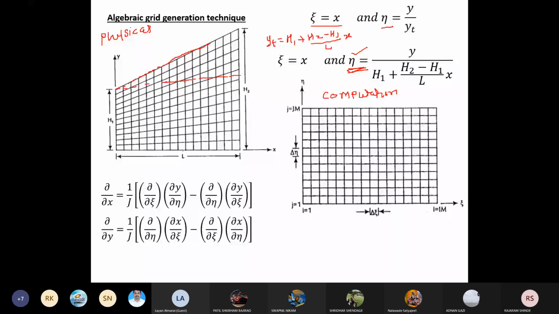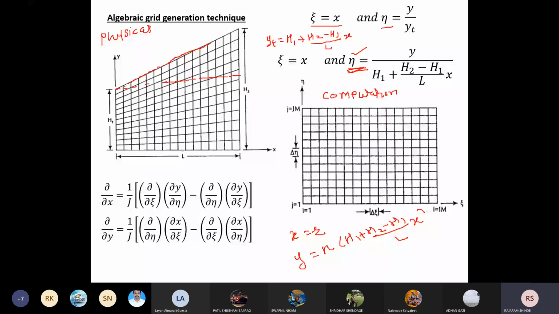And this can be written for inverse transformation also. That is, suppose inverse transformation, we can write x is equal to xi and y is equal to eta into h1 plus h2 minus h1 divided by L into x. Okay, this also we can write, that is your inverse transformation.